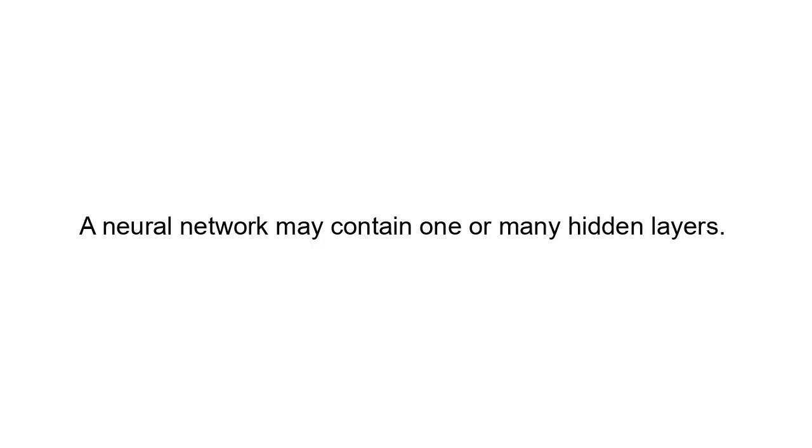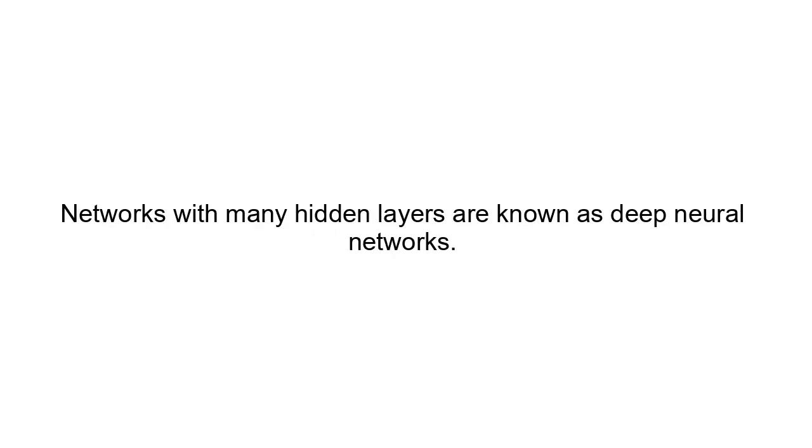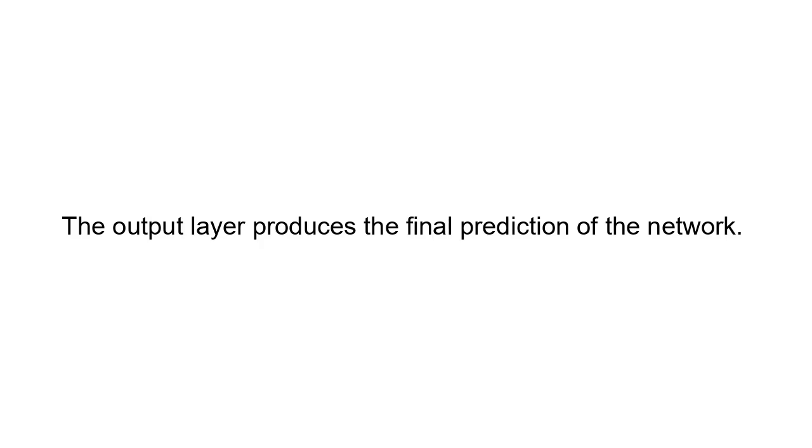Output layer. The output layer produces the final prediction of the network. Examples: spam versus non-spam email, cat versus dog image classification, house price prediction. Example concept: neural network, predicted result.